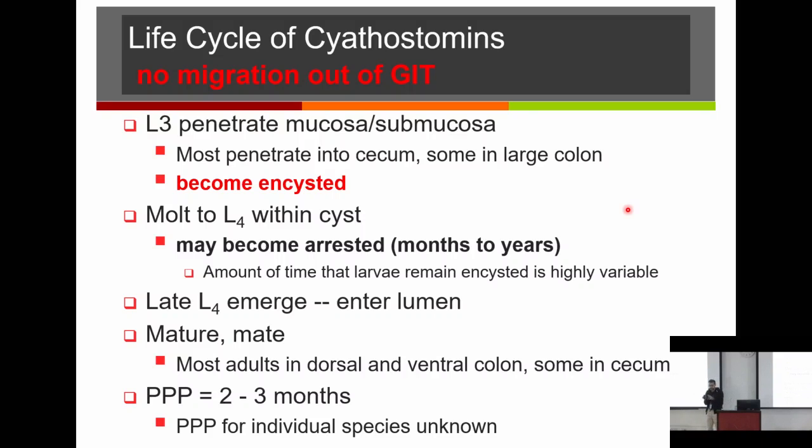No migratory behavior, and the pre-patent period is less than Strongyles, that is 2 to 3 months, and depends on the species. But because there are a lot of species there, we are not able to say what is the pre-patent period of each species at all. So it's a genus level, approximately 2 to 3 months.